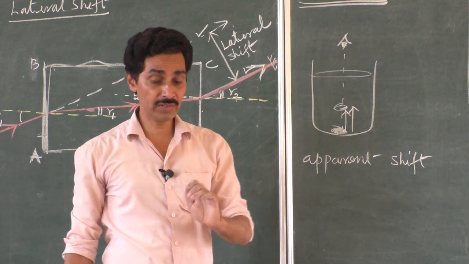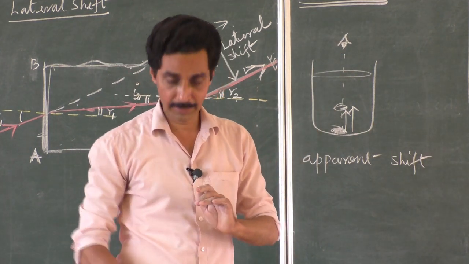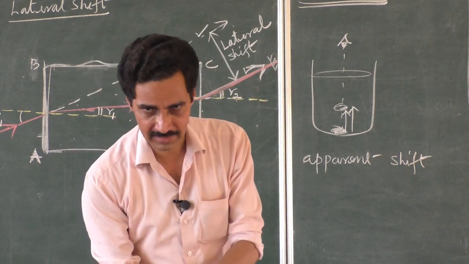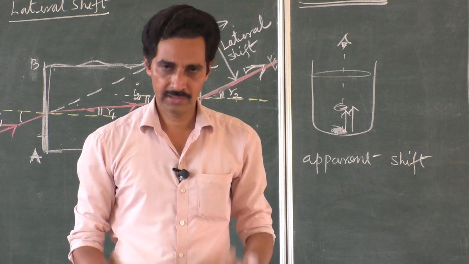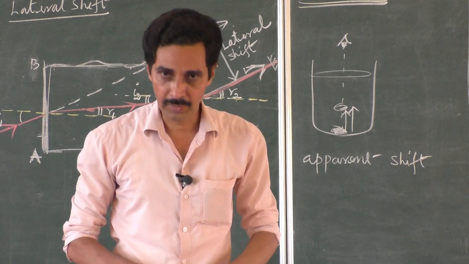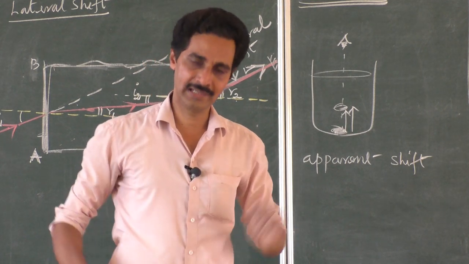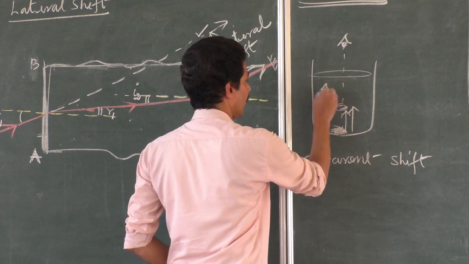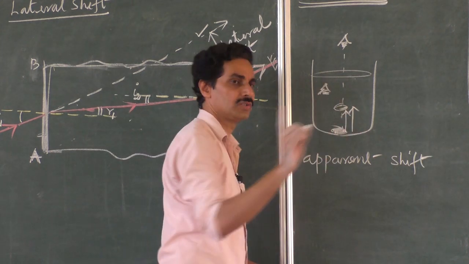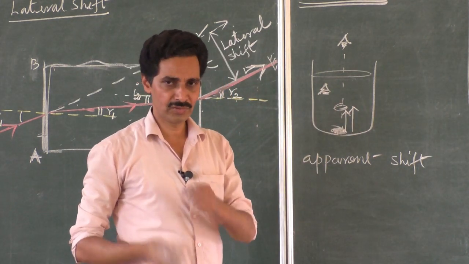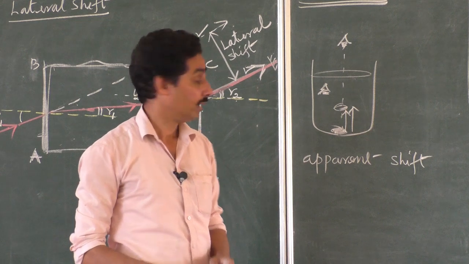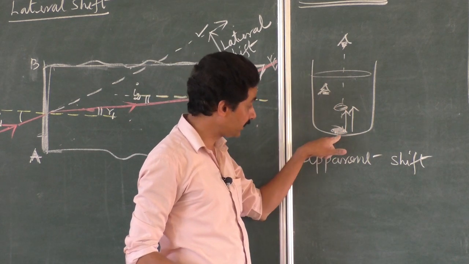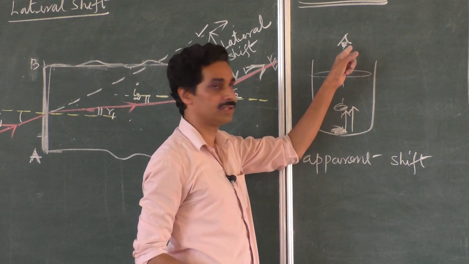So if you look into the bottom of the swimming pool, it appears to be shifted upwards when you are in air and the bottom is inside water. Jump into the swimming pool, try to look into the bottom. It appears to be in the same place where it is, because you are observing it from the same medium. So if you observe the coin from the same medium, there is no shift. All these things should be mentioned in the definition. Apparent shift in the object position, which is kept in one medium and viewed normally from the other medium.